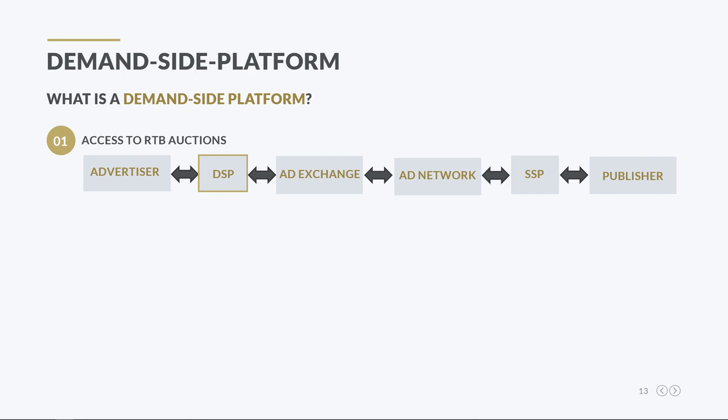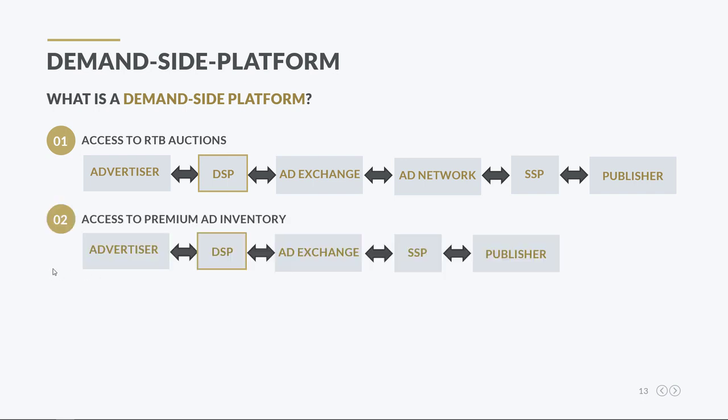In the programmatic advertising ecosystem, advertisers and agencies use demand-side platforms to set up and run programmatic campaigns across many ad exchanges, ad networks, and publishers through a single platform. Demand-side platforms allow direct access to real-time bidding auctions taking place in ad exchanges.